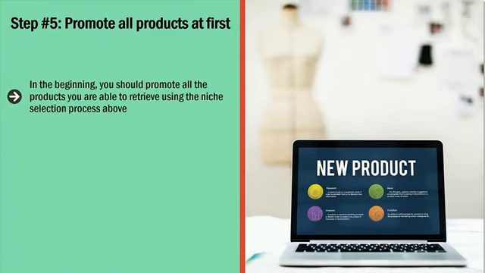In the beginning, you should promote all the products you are able to retrieve using the niche selection process above. Your strategy is pretty straightforward at this point. Promote all the products at your site first and pick the top 3 winners. These are the products that convert the most. Focus on conversions. Don't focus on how much traffic they get. Traffic is worthless unless it converts. Always remember that. Pick the top 3 winners in terms of conversions and stick to those.